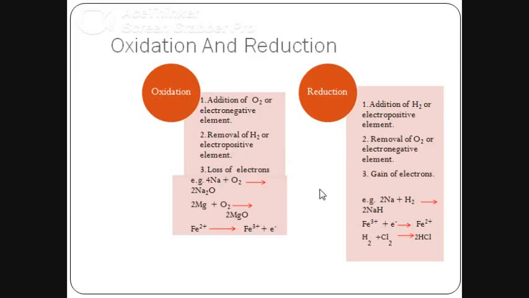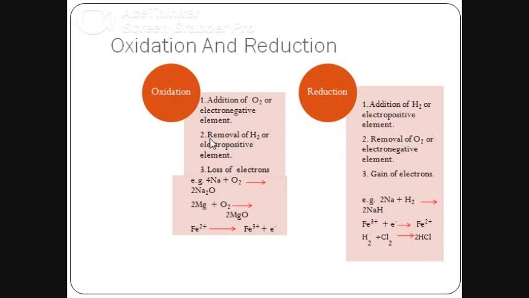Yes, students, here we will discuss oxidation and reduction. To start with oxidation: oxidation involves addition of oxygen or electronegative element. Now what do you mean by electronegative element? It is the element which is capable of gaining electrons. You can relate this electronegative element to a non-metal, which is always capable of gaining electrons. Now the second point related to oxidation is that it also means removal of hydrogen or electropositive element.